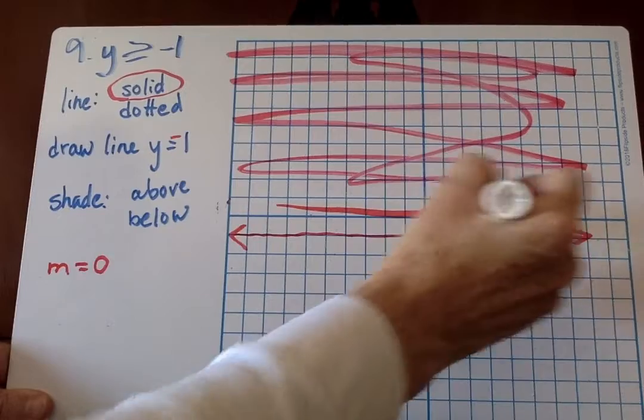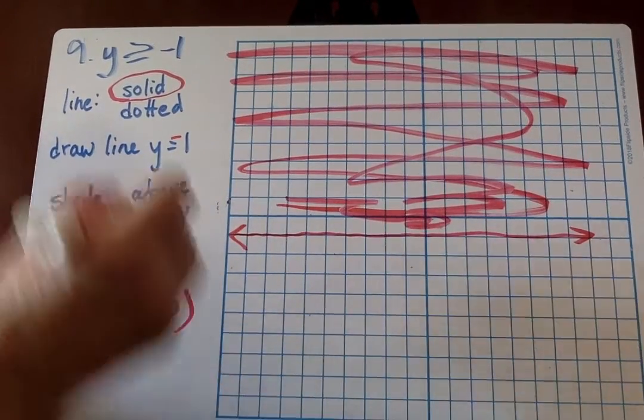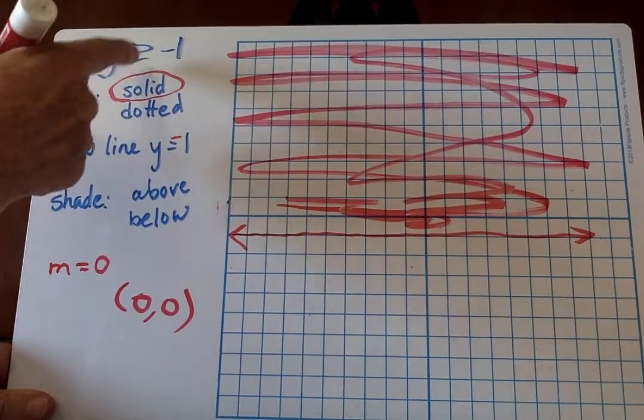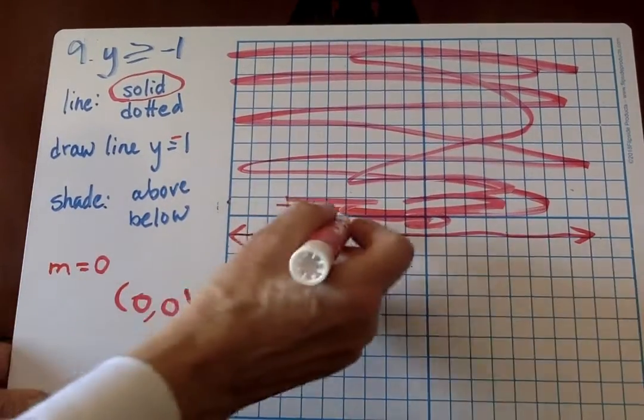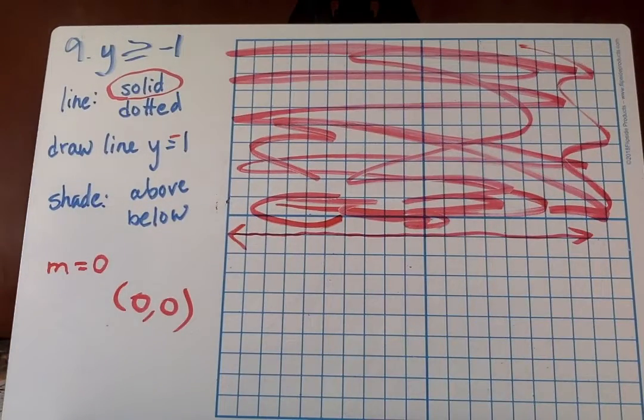If I want to choose a point, I can choose 0, 0. And it says 0. Is that greater than or equal to -1? Yes. So we shaded the correct part, and you're finished. Okay. All right, students, you can get the rest of this. You rock.